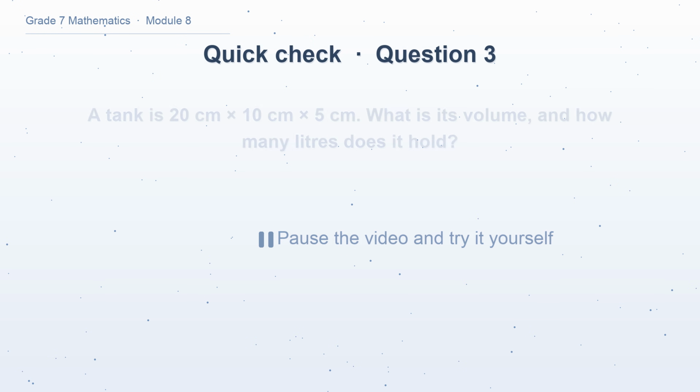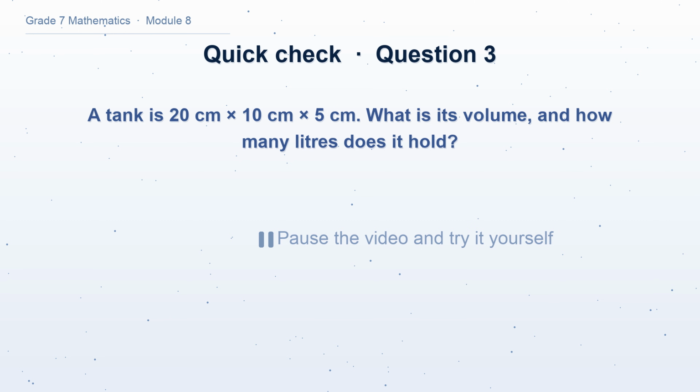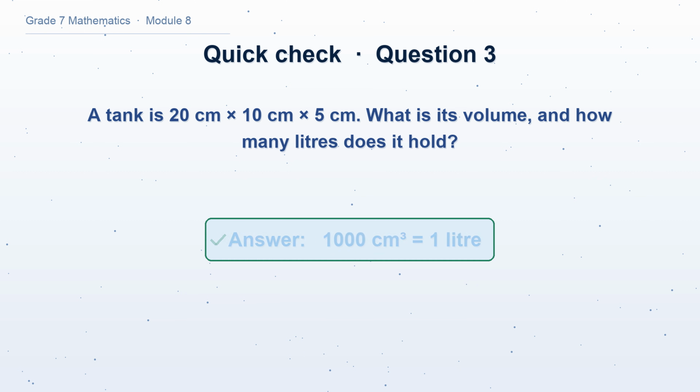Last question, and it brings 2 ideas together. A tank measures 20 by 10 by 5 centimeters. What is its volume and how many liters does it hold? Multiply 20 by 10 by 5 to get 1,000 cubic centimeters. Since 1,000 cubic centimeters make 1 liter, the tank holds exactly 1 liter.